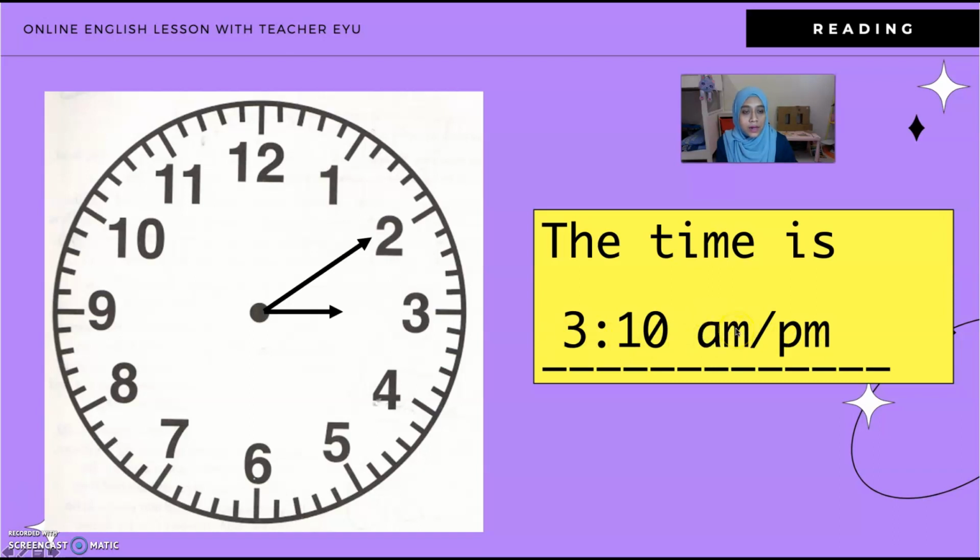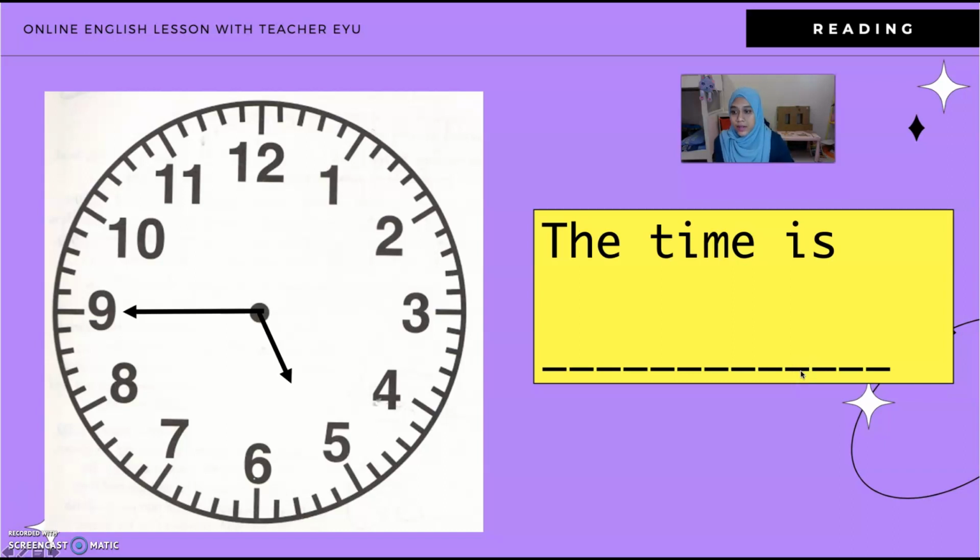It can either be AM or PM. AM means before midday. AM maksud dia sebelum tengah hari. Biasanya AM kita guna untuk pagi. PM is after midday, selepas tengah hari. Biasanya PM kita guna untuk petang sampai ke malam.